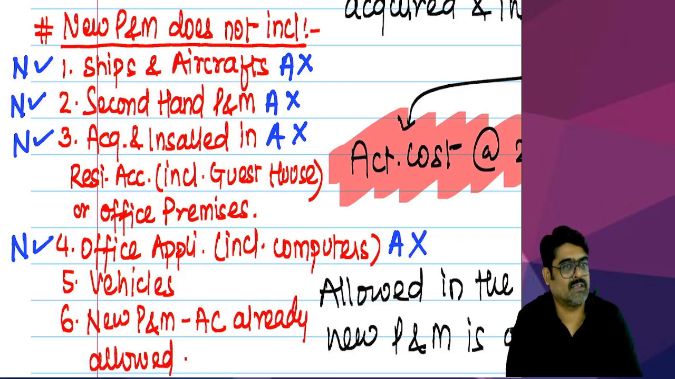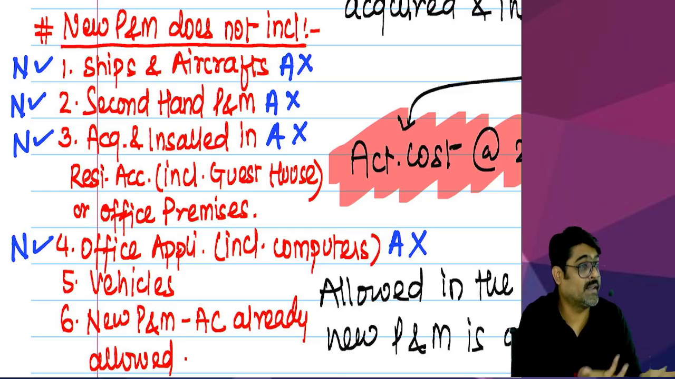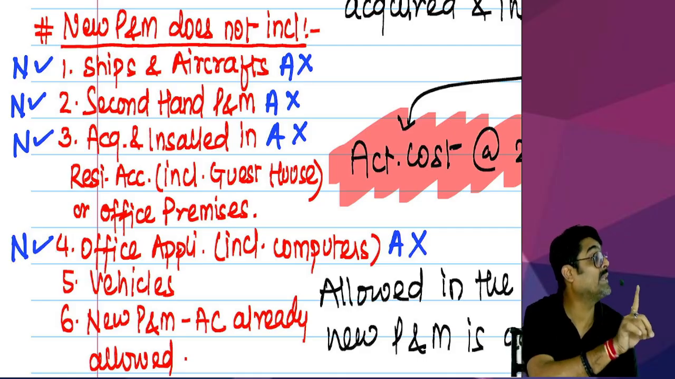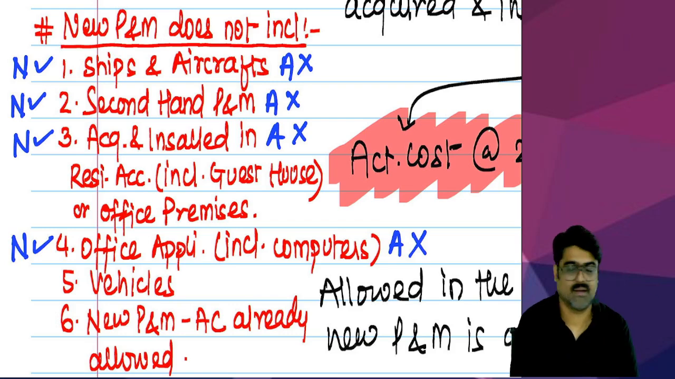Otherwise the computers are installed in the office only, no? Any other office appliances are installed in the office only, no? Getting my point, what I am trying to tell you. So for office appliances including computers, no additional depreciation until they are actually installed in the factory. Next one, vehicles.